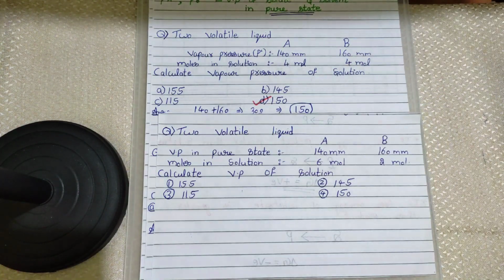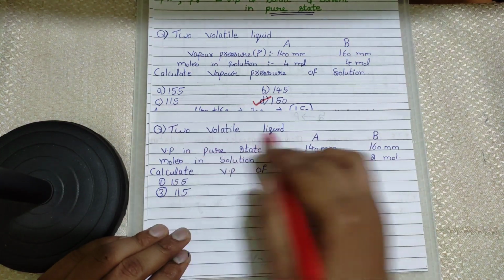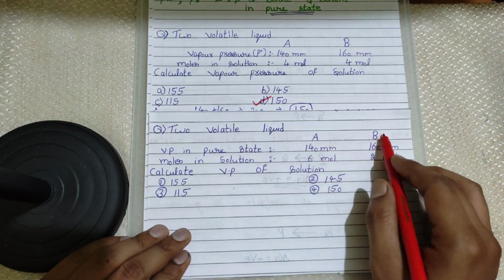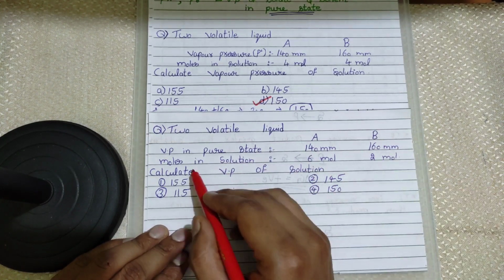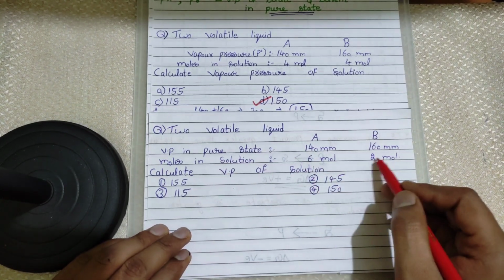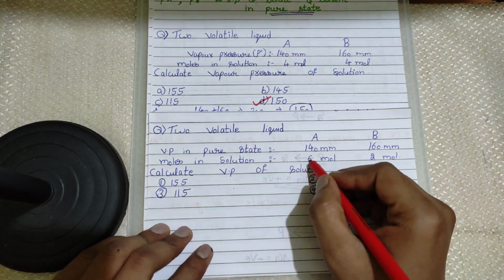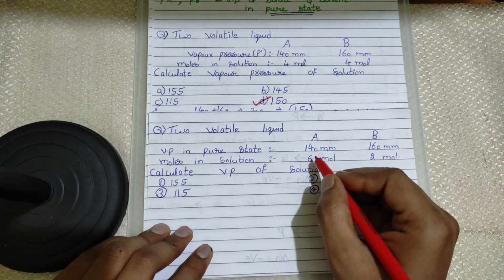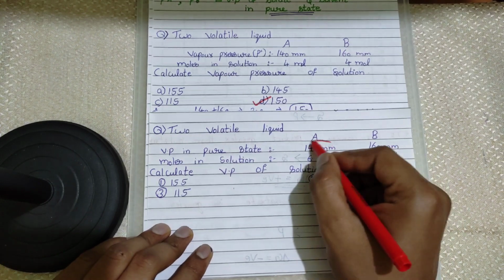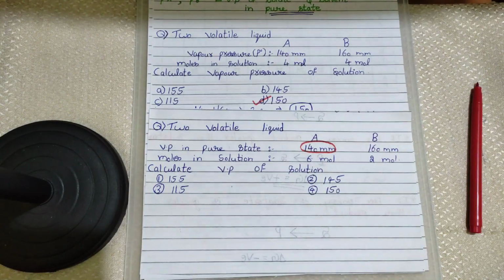Next, let us discuss another problem. Again, we have two volatile liquids A and B, whose vapor pressures are 140 mm and 160 mm Hg. Moles they have given now are 6 mole and 2 mole. Now tell me again, whether 6 mole is dominant or 2 mole is dominant. Obviously 6 mole is dominant, right? So focus on this vapor pressure. Now take the average.